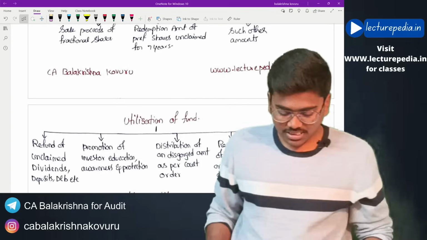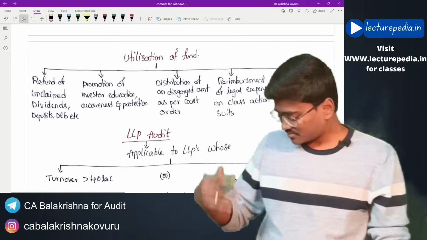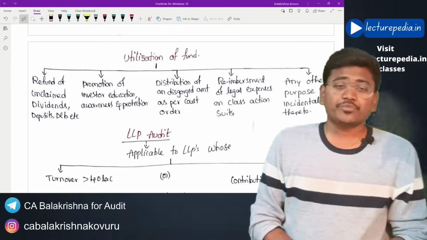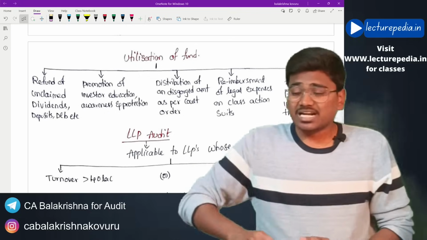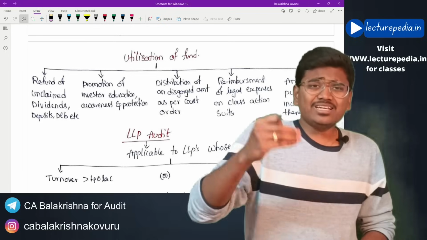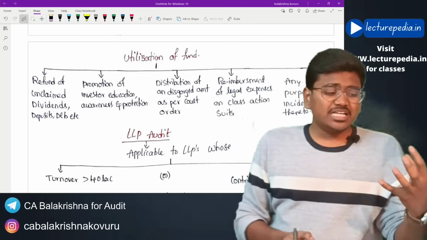Next, what are the debits to this fund? That is utilization of IEPF fund. First of all, you will utilize this fund for the purpose of refunding any unclaimed dividend. Okay, unclaimed dividend, it will be credited to the fund.